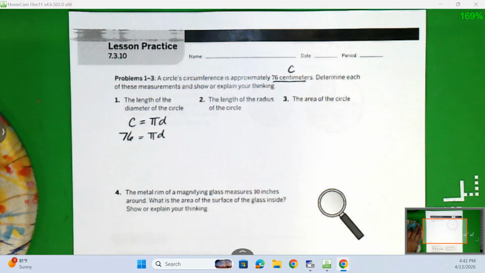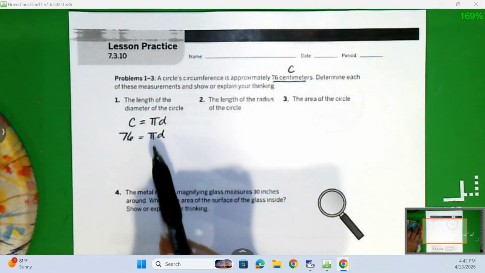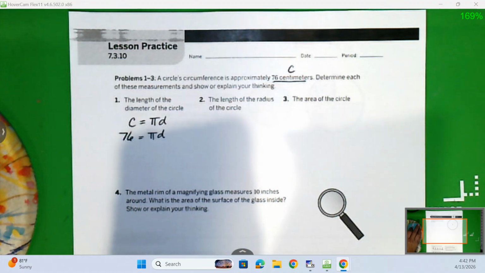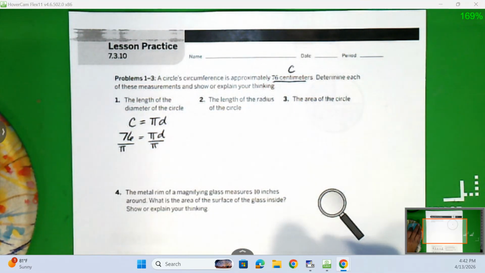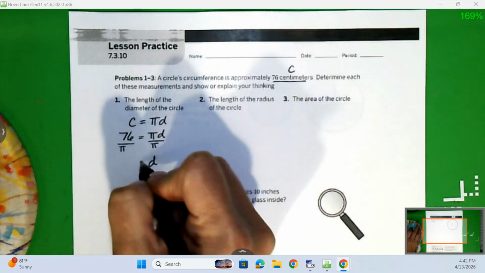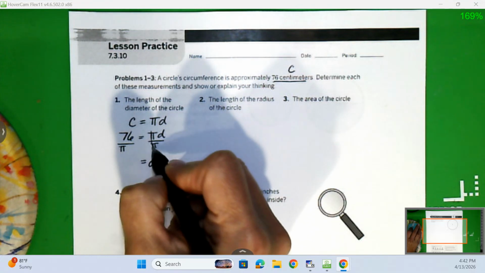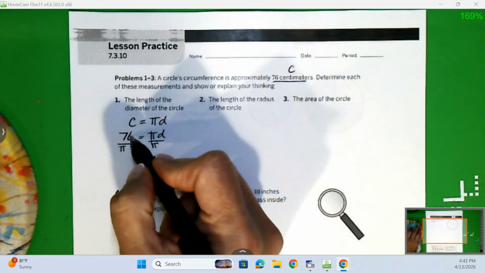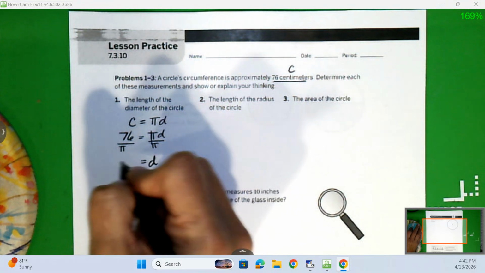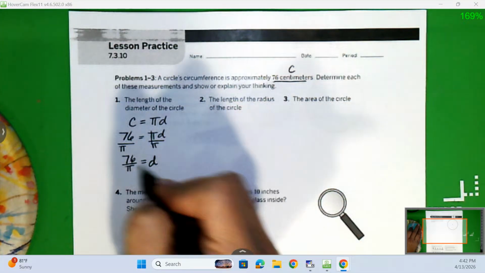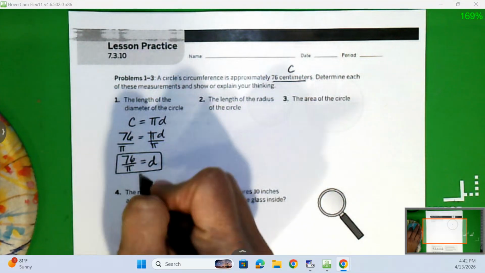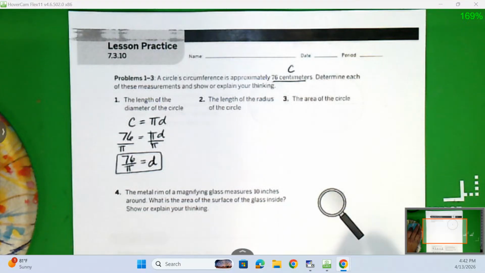And then to solve for d using our equation work, if d is being multiplied by pi, we're going to divide out that coefficient on both sides. And we get d is equal to, pi divided by itself is 1, 1 times d is d, 76 divided by pi would be our exact answer. Sometimes they want exact answers where you can leave pi in your answer.